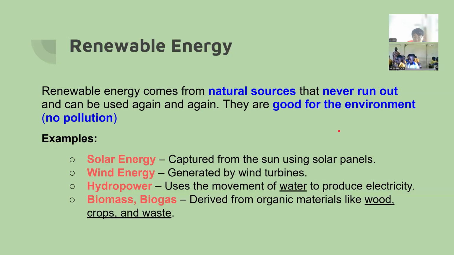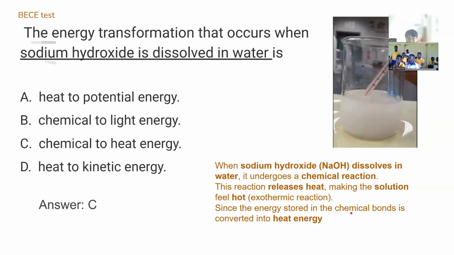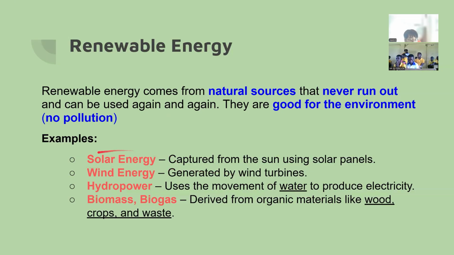But we will be moving on to what renewable energy is. Renewable energy comes from natural sources that never run out and can be used again and again. And they're good for the environment because they cause no pollution. We are only using natural resources. So things like solar energy: we saw that solar energy is converted from light to electrical by solar cells, right? That is an example of renewable energy. We can also use wind energy.